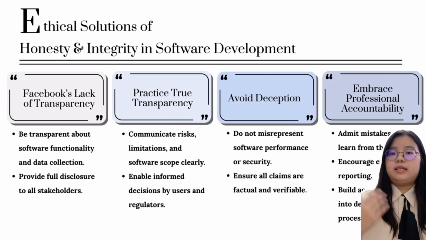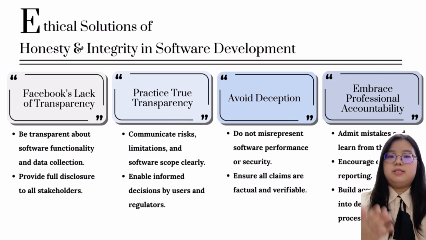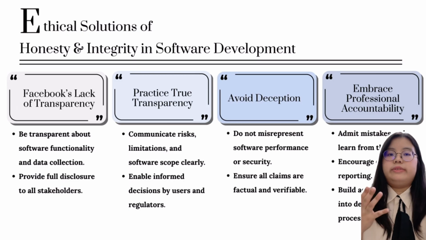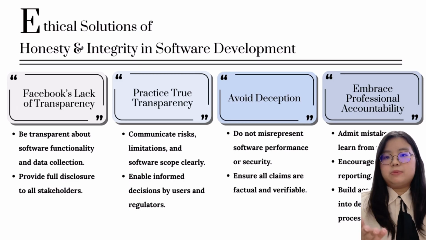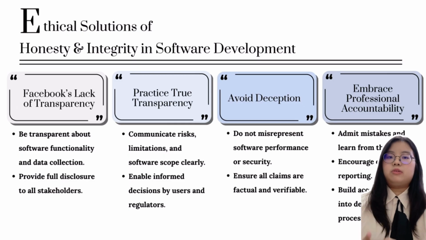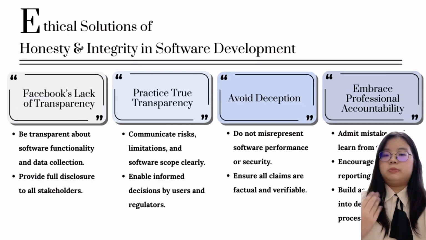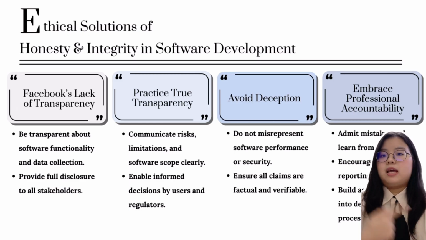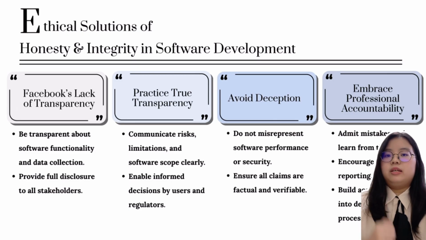To avoid scandals like Cambridge Analytica, honesty must be central in software development. Engineers should clearly explain how their software works and what data is collected, offering full transparency to users and stakeholders. This builds trust and helps to prevent misuse. Transparency means more than clean code. It requires open discussions of risks, scopes, and limitations at every stage. This allows early action to avoid harm and unethical outcomes.